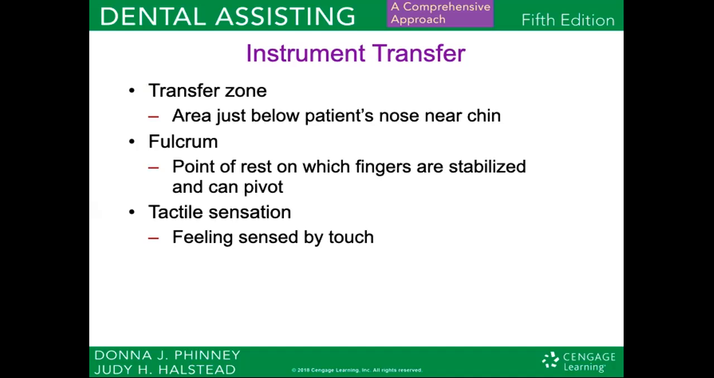The fulcrum is the point of the rest on which the fingers are stabilized and can pivot. So whenever you hold an instrument in the patient's mouth, you're using either your pinky finger or your ring finger, or sometimes your middle finger, to help stabilize your hand, so that you don't have any shaky movements, and so it can help you control where you want that instrument to go. Tactile sensation refers to the feeling sensed by touch.